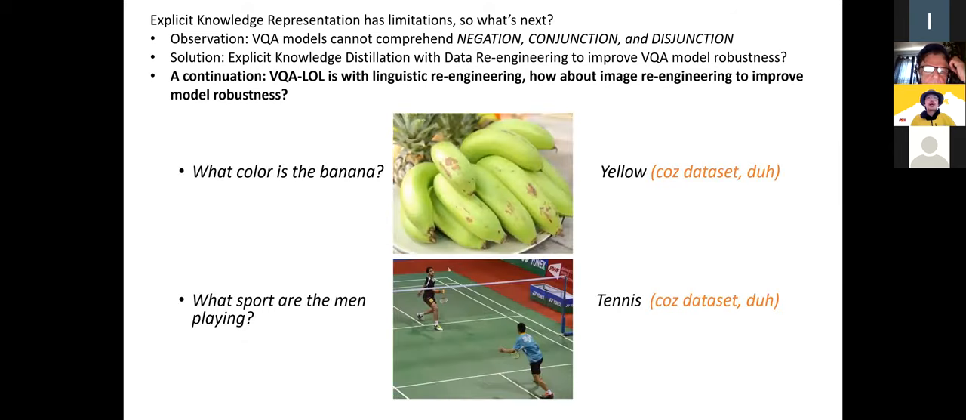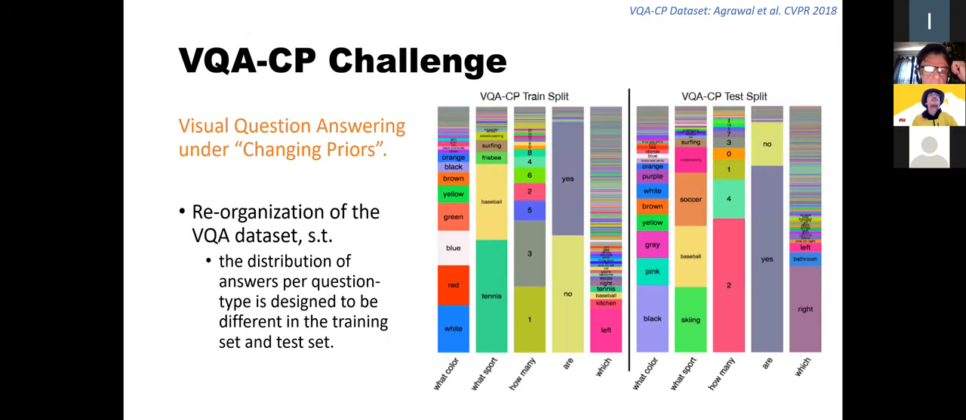This challenge is actually quite well known. It's called VQA-CP. Basically, language bias has been identified and pointed out as a dataset flaw in the original VQA dataset. Many systems can answer these questions purely relying on the language bias, because the dataset is strongly biased. VQA-CP, from Devi's group, reorganizes the VQA dataset to balance the distribution of answers per question type, and is designed so that the training set and test set are not IID, but OOD.